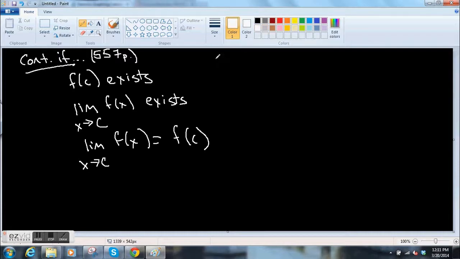This is question number 3 on section 9.2, page 564. The question reads: determine whether each function is continuous or discontinuous at the given x value. Examine the 3 conditions in the definition of continuity. Well, isn't that fancy wording?